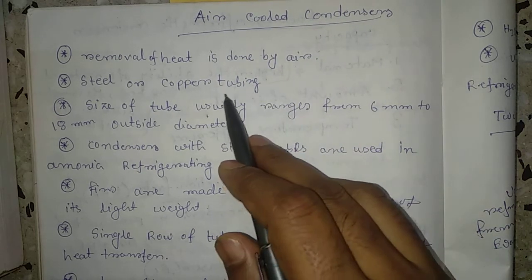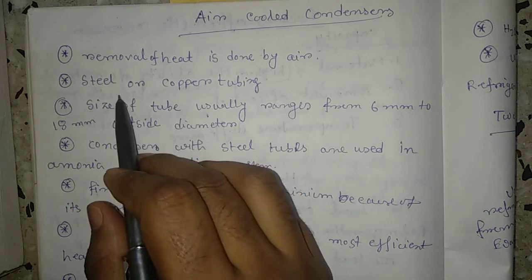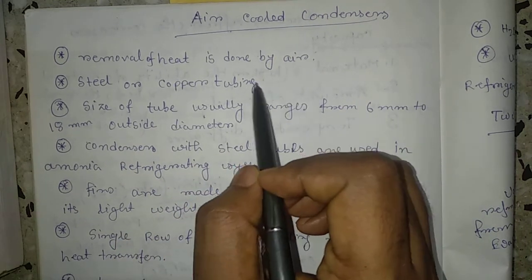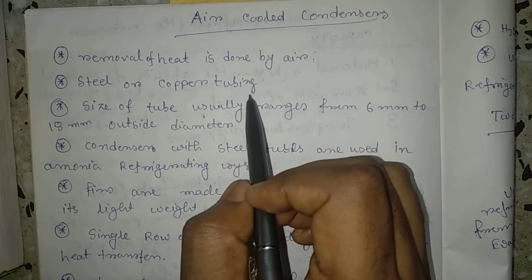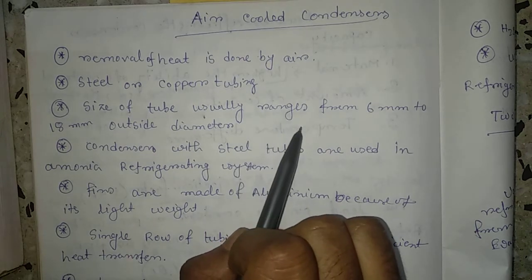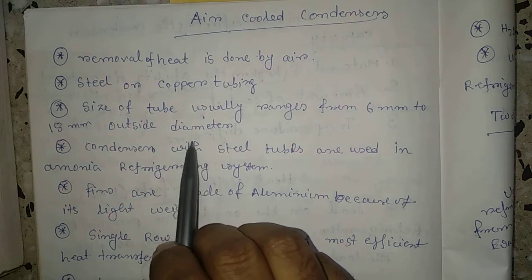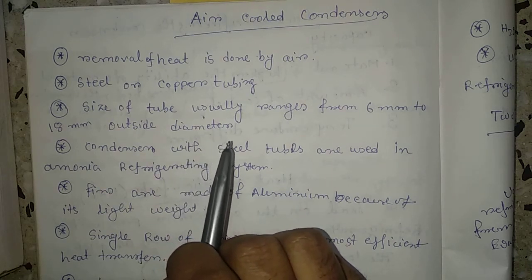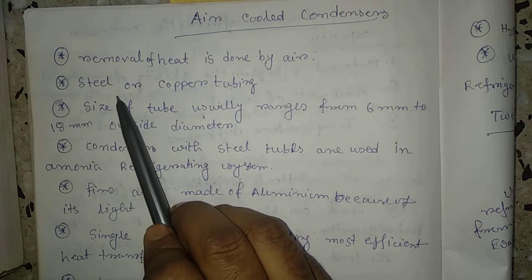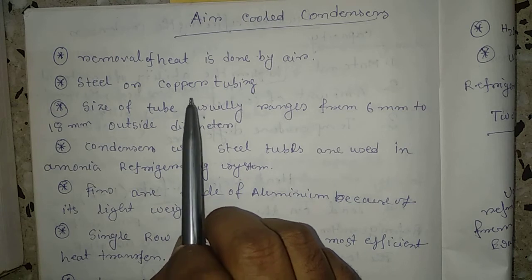And it basically consists of steel or copper tubing through which the refrigerant flows. In the condenser, the refrigerant flows through steel and copper tubing, and the size varies. The range is from 6 millimeter to 18 millimeter outside diameter. Generally copper tubes are used, though steel tubes can also be used, but the most effective condenser tubes are copper tubes.